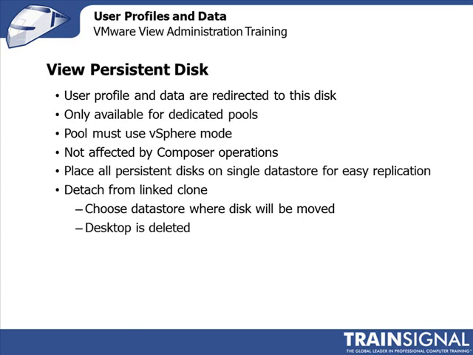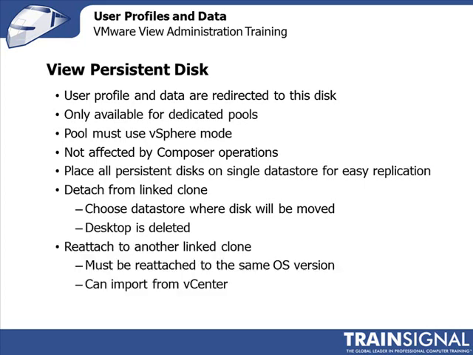You also have the ability to detach it from a linked clone, which then gives you the option as to which data store the disk will be moved to. But be aware that the desktop the user had been assigned to will be deleted from the vSphere infrastructure. You can then reattach that persistent disk to another linked clone, but that new linked clone must be using the same operating system as the previous one.